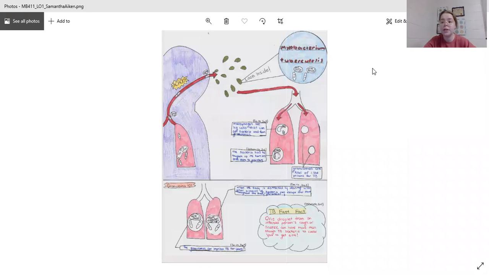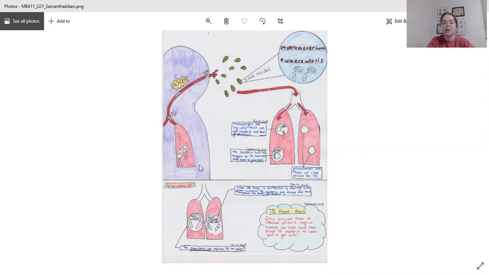So for my learning object one, I decided to create an infographic targeted towards middle schoolers that's meant to accompany a verbal presentation about Mycobacterium tuberculosis to help students see what's happening while also having a way to pace themselves and see words and new vocabulary and things like that.